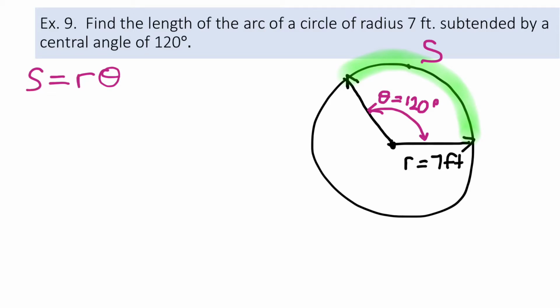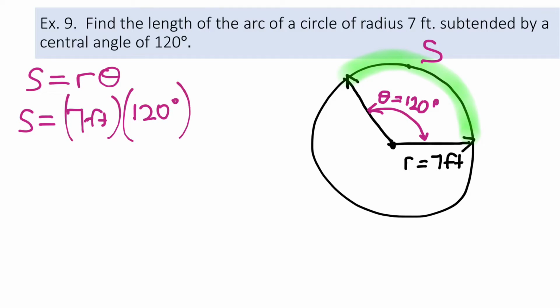All right, so we're going to say S is equal to 7 feet times our angle in degrees, which is 120 degrees, which I'm going to convert to radians by multiplying by our conversion factor. That way, my degrees will cancel, and I'll be left with feet. Radians are unitless, and that's how they work out really well with a problem like this. So we would just simply call our units feet.